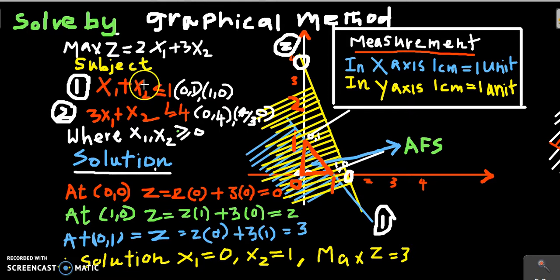If x2 equals 0, x1 equals 1. So 2 points we have got, and we can draw a straight line for this. The first point is 0, 1, and the second point is 1 comma 0. Through these I can draw a straight line.